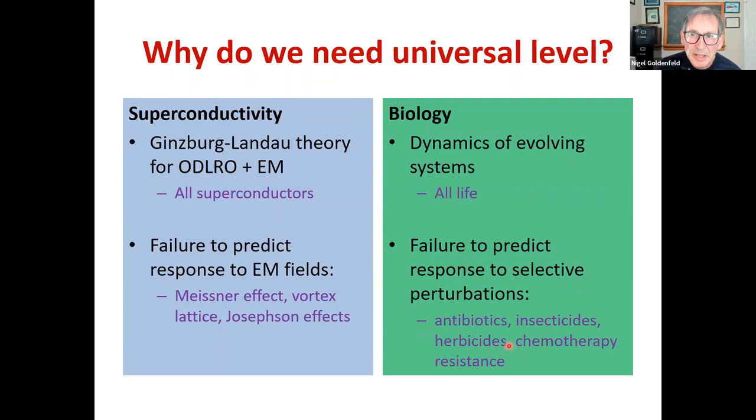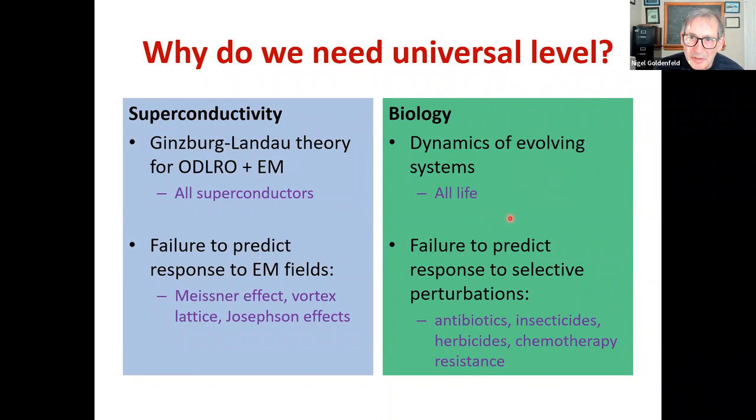Now, why do we need this universal level of description? And this is where we get back to the timeline of superconductivity. Only from this top level description of superconductivity can we understand the response of superconductors to electromagnetic fields. In fact, even the BCS theory of superconductivity was not gauge invariant and did not really explain the electromagnetic response of superconductors. It had to be supplanted and augmented later, and there was a lot of discussion on that from Bill Anderson and many others. So if we don't have this universal level of description, we can't really predict the response to electromagnetic fields.